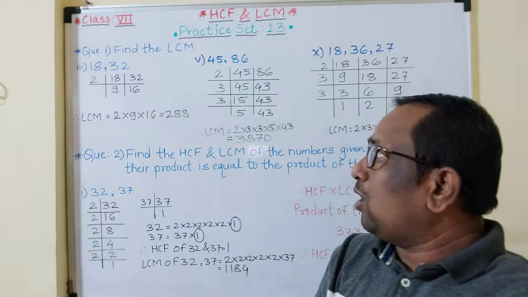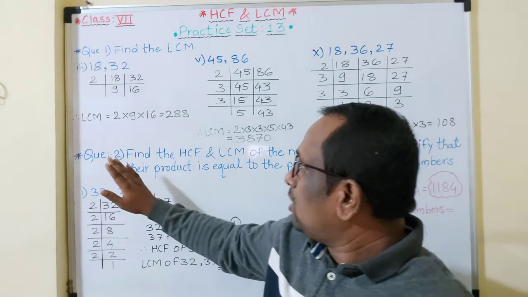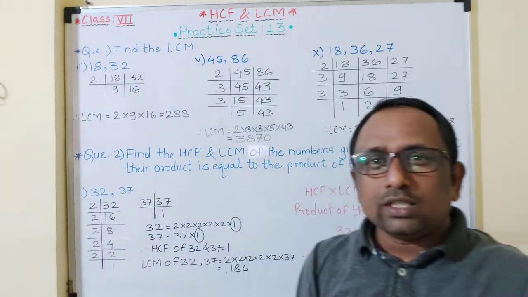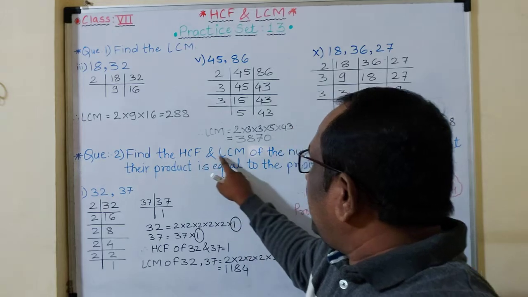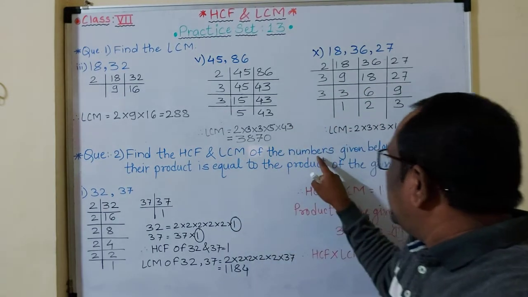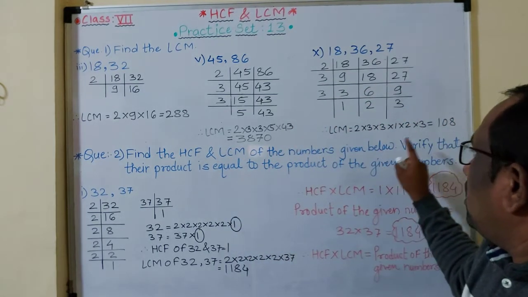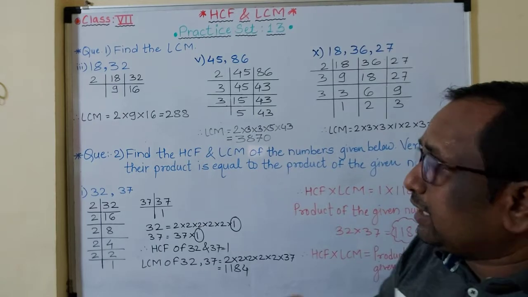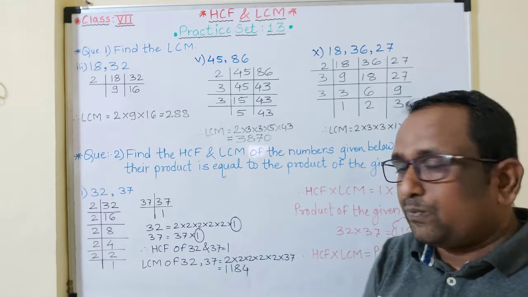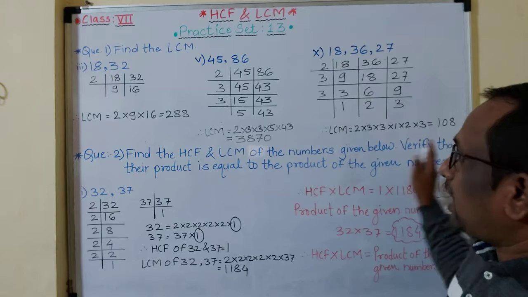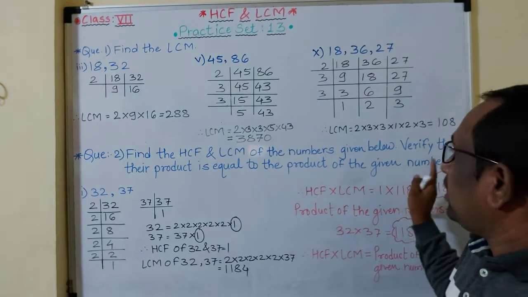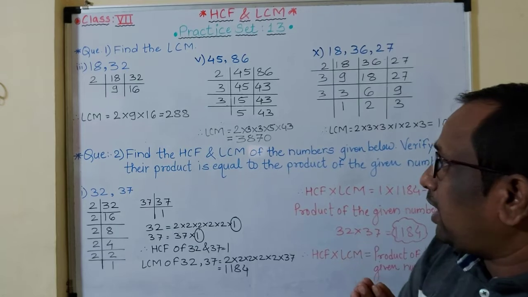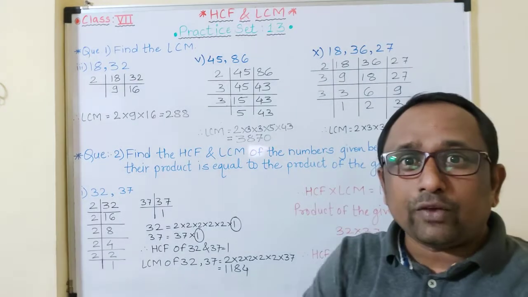Okay. Now question number 2. This question is a little bit different. Okay. Find the HCF and LCM of the numbers given below. Okay. We have to find the HCF and LCM also. Then verify that their product is equal to the product of their given numbers. Then verify their products, means the product of HCF.